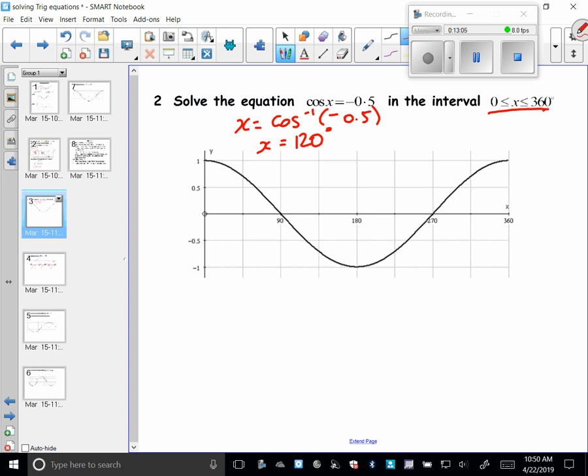And then what do we do? You have to draw that line. So we draw that line. It can be dotted or solid, doesn't matter. So that's at negative 0.5.